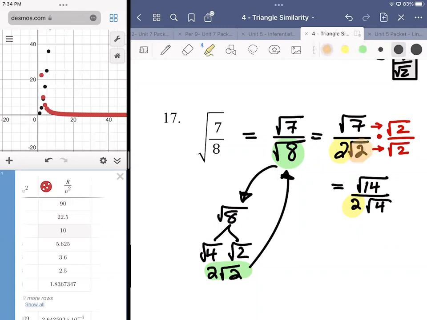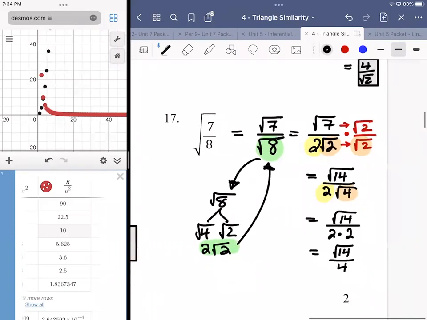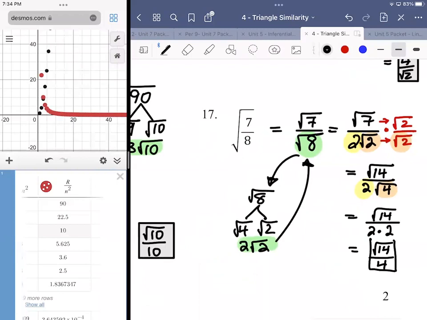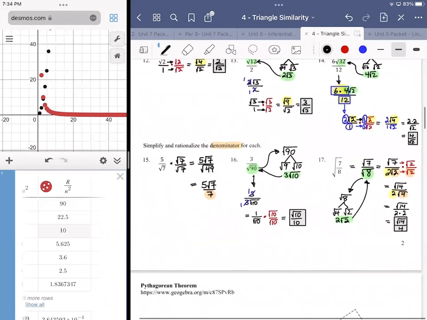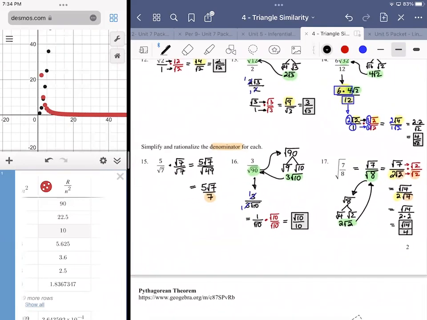Let me use this color here. And then we could simplify a little bit more. Rad 14 over 2 times, well, the square root of 4 is 2. So rad 14 over 4. And that would be a simplest form fraction with a rational denominator.